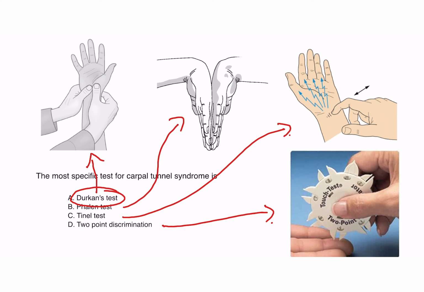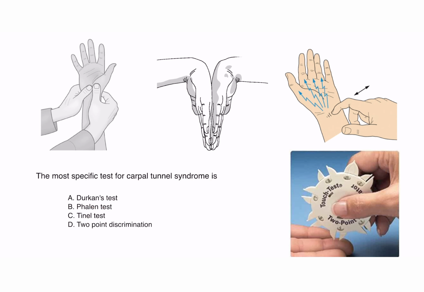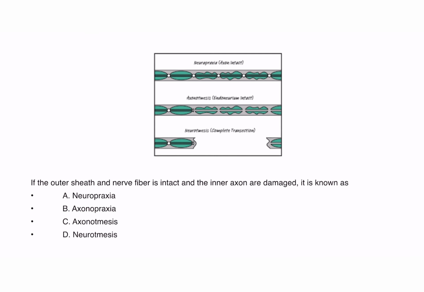But five years back or three years back, when the question about carpal tunnel syndrome test was asked, the Durkan test was not an option, then the answer is Phalen test. Okay, so the best answer is A. If the option Durkan test is not there, then the second best option is B. Tinel and two-point discrimination is not a very specific test when it comes to carpal tunnel.